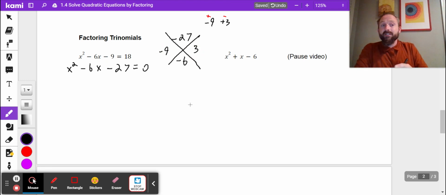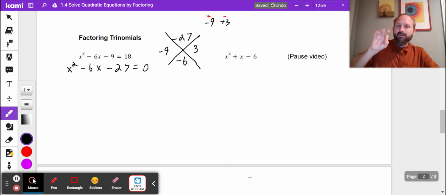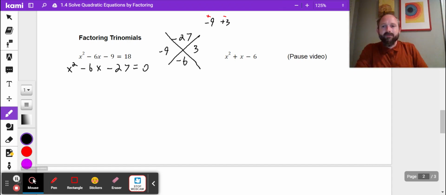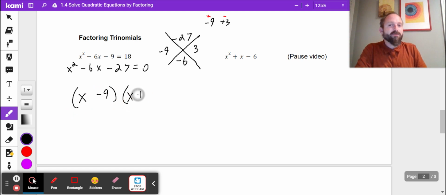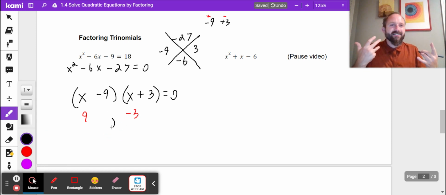So what this turns into, let's see if you get it. Let's pause it. 3, 2, 1. What this would look like is this. X minus 9 times x plus 3 is equal to 0. So my solutions would be 9 and negative 3. That's where it hits the x-axis.